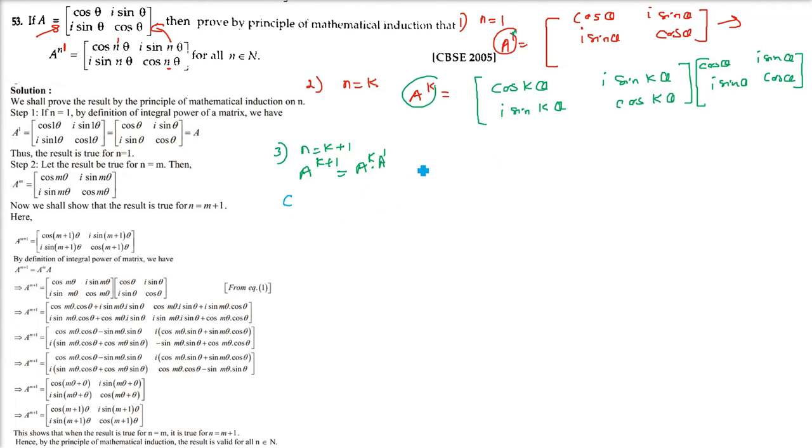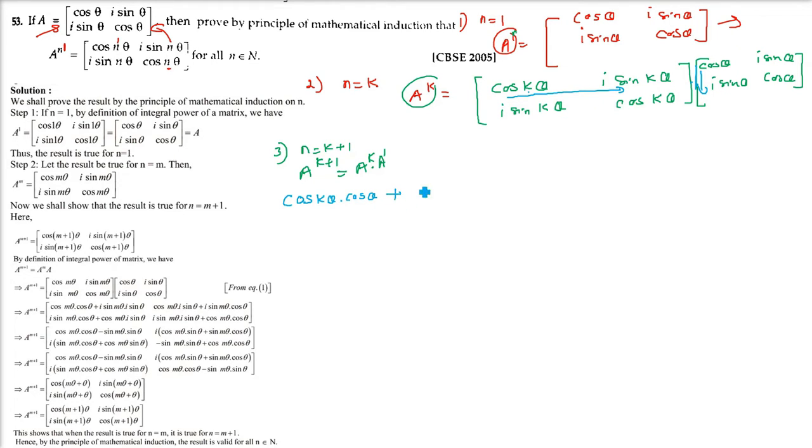See, what should come? As I said, every k should become k plus 1. Then we say that if it is true for n equals k, it should be true for n equals k plus 1. So let us see. So this row with this column, 1 by 1. So I am multiplying cos k theta with cos theta. Cos k theta into cos theta.